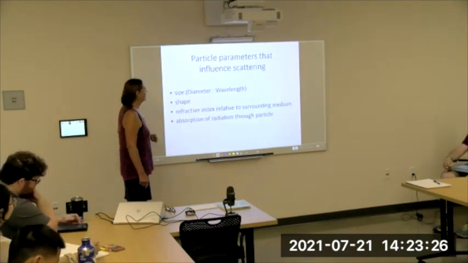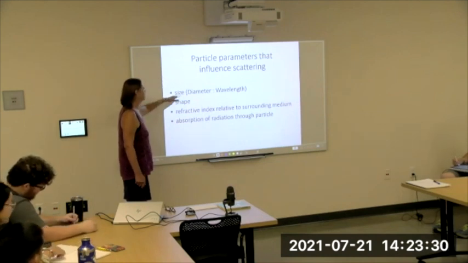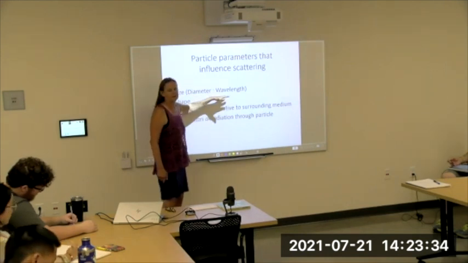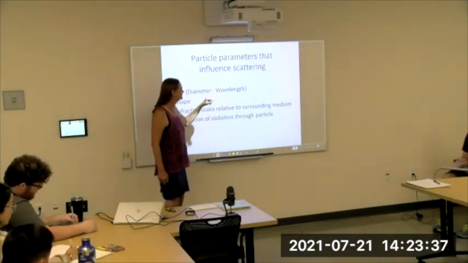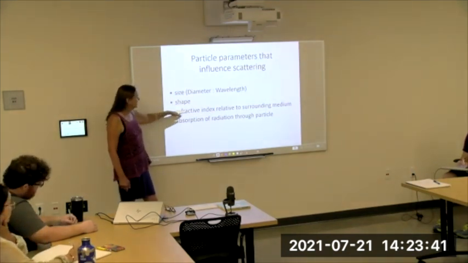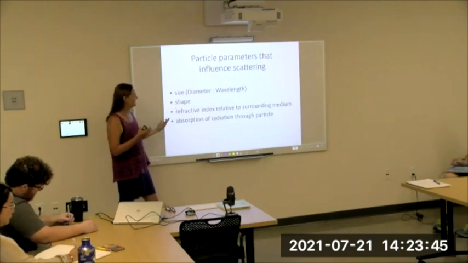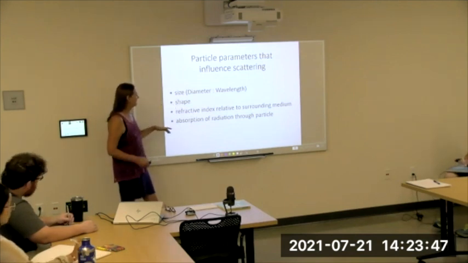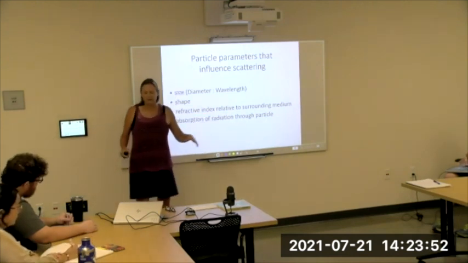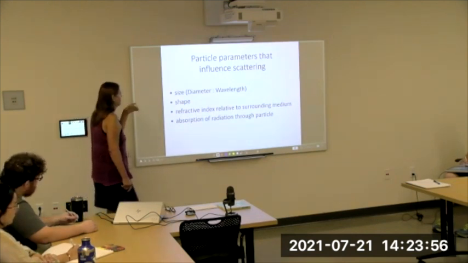Believe anything. All right, so it turns out that there's a number of things about particles that are going to influence scattering. It's going to be the size, and really it's the size relative to the wavelength that we have to think about. The shape of the particle, the refractive index, which we're going to talk about relative to the medium in which that particle lies or swims or is suspended. And also the absorption of radiation by the particle is going to affect the scattering. So we'll talk a little bit about each one of these.